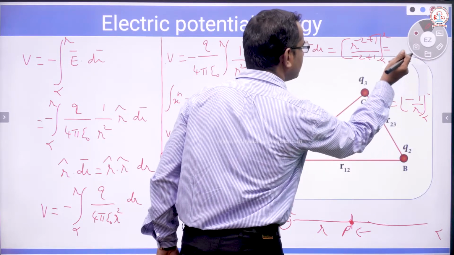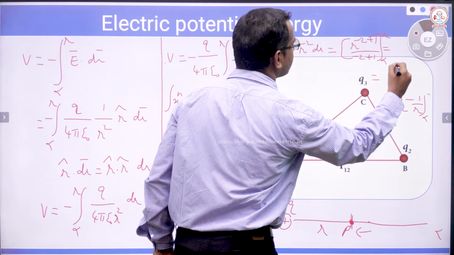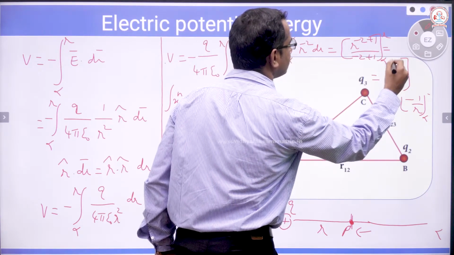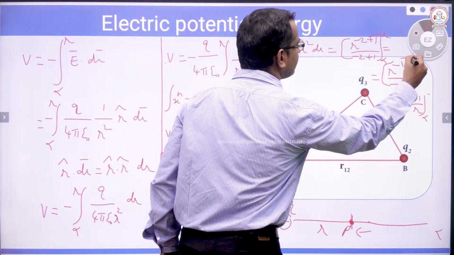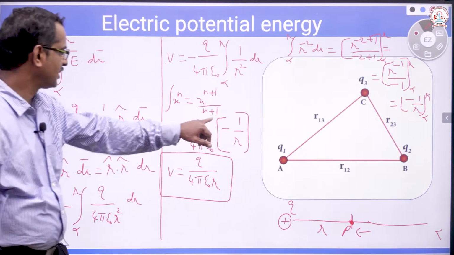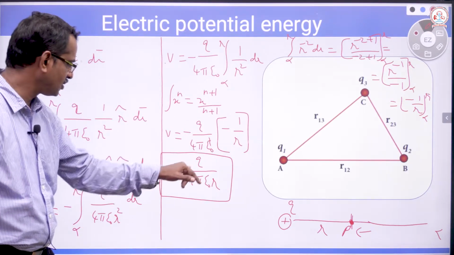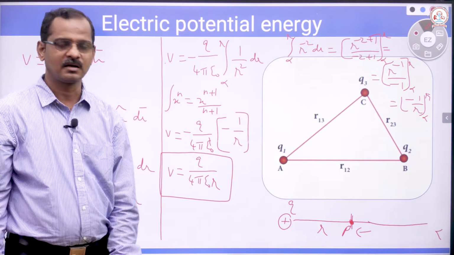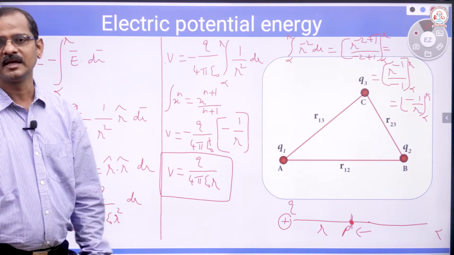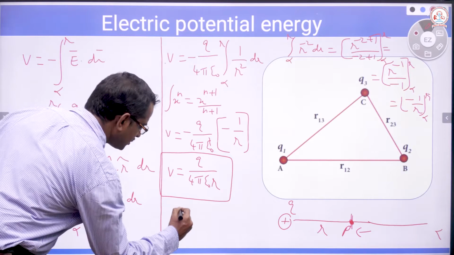Then you get r power minus 1 divided by minus 1, limits infinity to r. That you will get minus 1 by r, minus into minus plus, then potential V is equal to Q divided by 4 pi epsilon naught r. So, electric potential at the point P at a distance r is V equal to Q by 4 pi epsilon naught r. We also infer that the potential is inversely proportional to r.